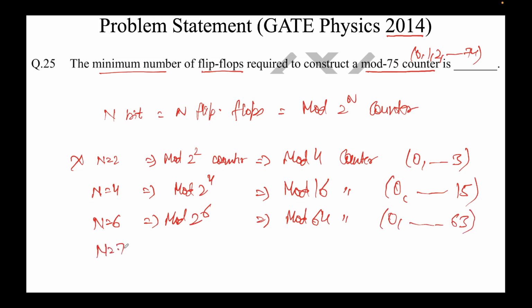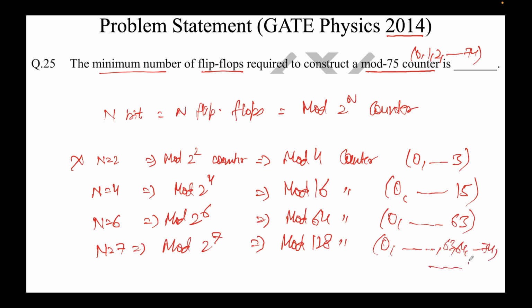So this means we need n equal to 7. This means it will be mod 2 to the power 7. This will make it a mod 128 counter, and now we can count from 0 to 63, 64, and then somewhere will be 74, and finally it will be 127. Using n equal to 7, this means 7 flip-flops, we can go up to 127, but using the circuits we can stop even at 74. But we must go to at least 74, which you cannot do with 6 flip-flops, so we need at least 7 flip-flops. You can use 8, and then again you will have to stop at 74.